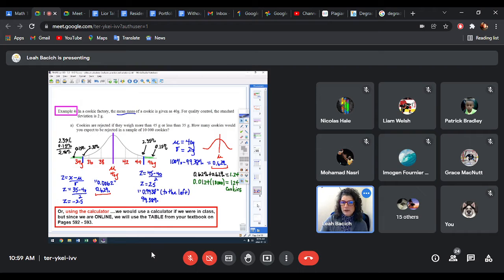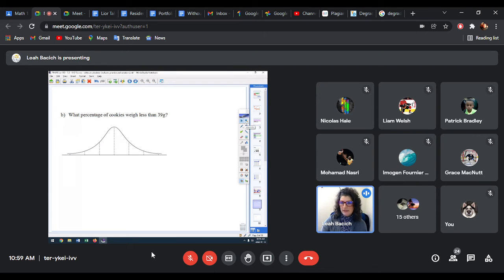Okay, same question. So I'm going to put the same things on here. I'm going to put on my pink middle here. Mu is 40 grams. The standard deviation is 2 grams. So mu, 40 grams, 42, 44, 46. And then this would be 38, 36, and 34.